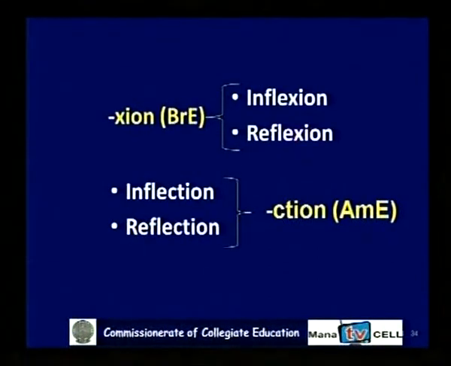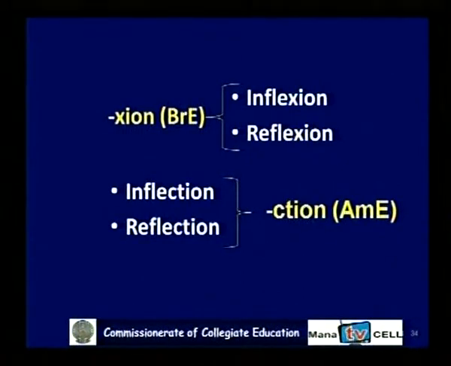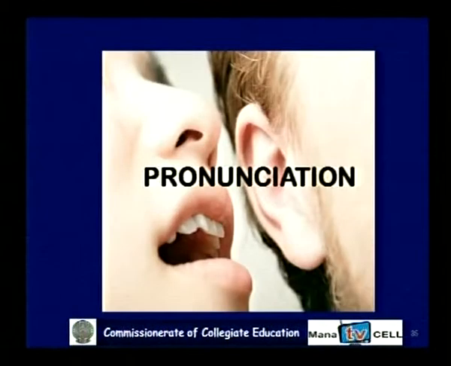In the same manner, in British English you find INFLEXION and REFLEXION, and INFLECTION is American spelling, and REFLECTION is the American spelling. So -XION is British spelling and -TION is American spelling.